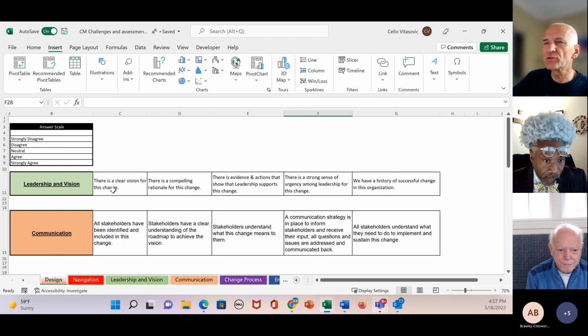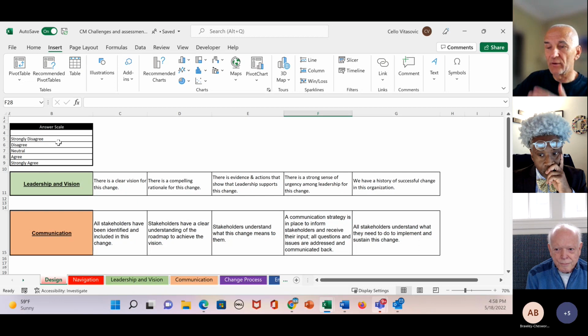Since not all of these statements are positive, if you strongly disagree, it would be a red. If you strongly disagree with the statement that all stakeholders have been identified, or there is a compelling rationale for this change, then it would be green. If you said stop, it would be intensive green. And if you strongly disagreed with some of these statements, then it would be that red color.